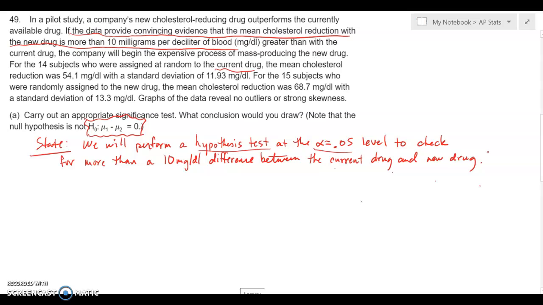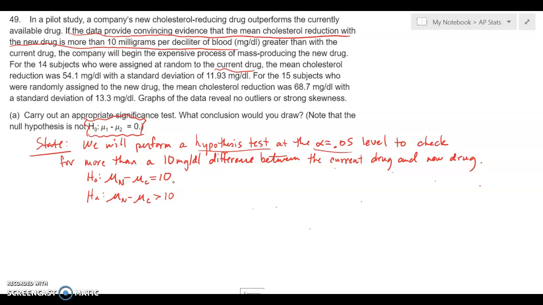Next thing we have to do are our hypotheses. So we've got our null hypothesis, which looks like this. The mean cholesterol reduction of the new drug minus the mean cholesterol reduction of the current drug is equal to 10. And then our alternative hypothesis is that the difference in the means is bigger than 10. So there's our null and our alternative hypotheses.